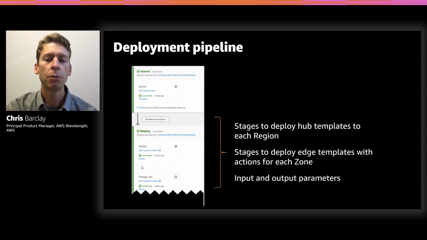The first stage might be to deploy to the Northern Virginia region. In this stage, you'll have multiple actions. The first action is to use CloudFormation to provision your hub resources. The second action might be to use CloudFormation to provision your spoke resources in the Boston Wavelength Zone. The third action might be to use CloudFormation to provision the spoke resources in the New York City Wavelength Zone, and so on. The second stage might be to deploy to the Oregon region. Using a method like this enables you to deploy safely and consistently to a growing number of edge locations.